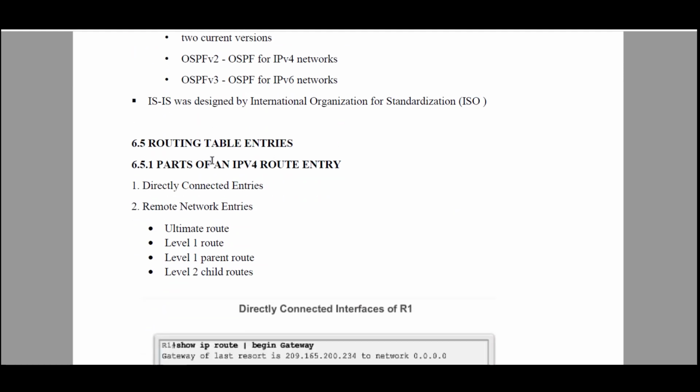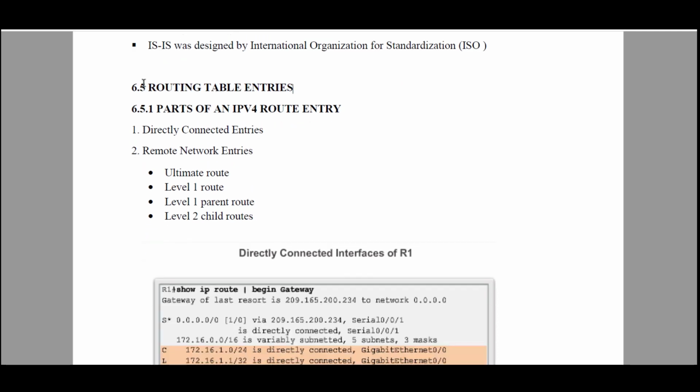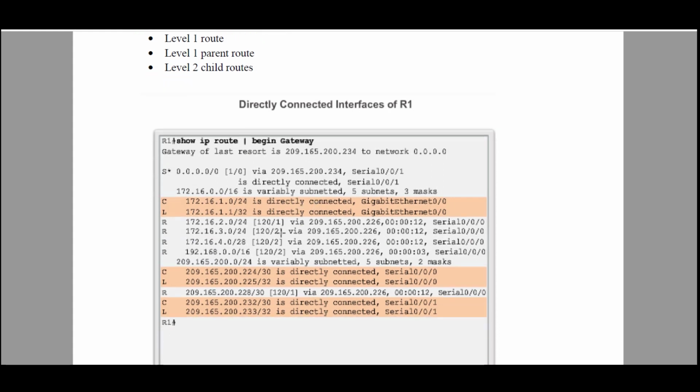Now, the next one is going to be an entirely different topic: routing table entries. Up to this point, we discussed link state. Now I'm going to the next concept, routing table entries. If you want to see the routing table, you know the command. The command is show ip route. If you use show ip route, it is going to display the routing table. Now you can see this is a routing table.